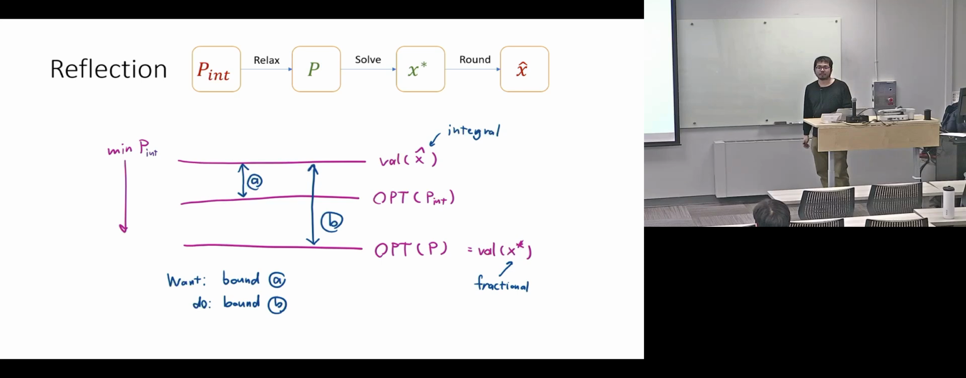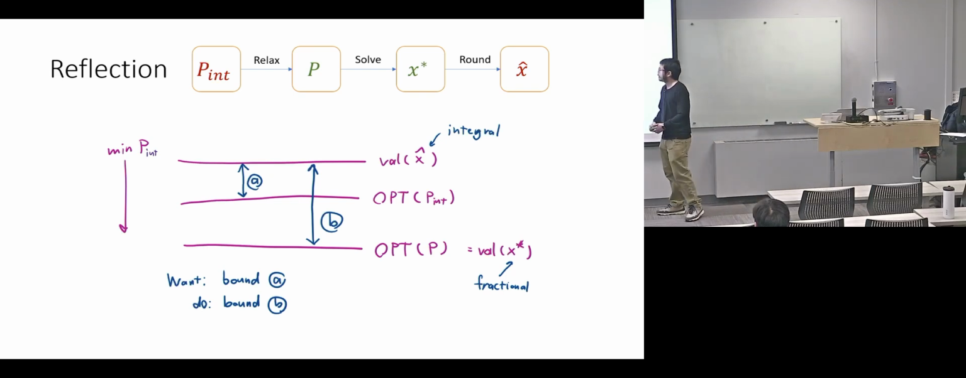So let's see another example. I actually have a question. How do you know that val is going to be greater than or equal to opt also? You're not going to get tricked into something better?